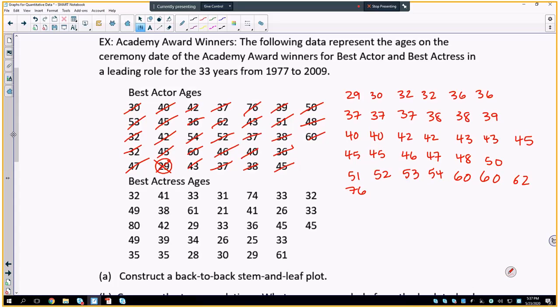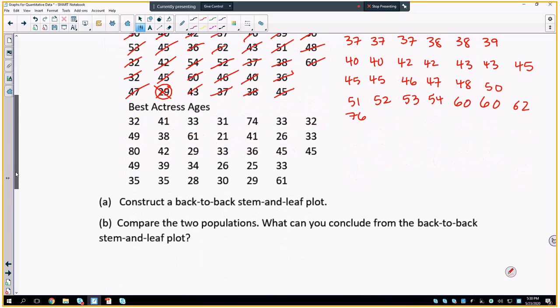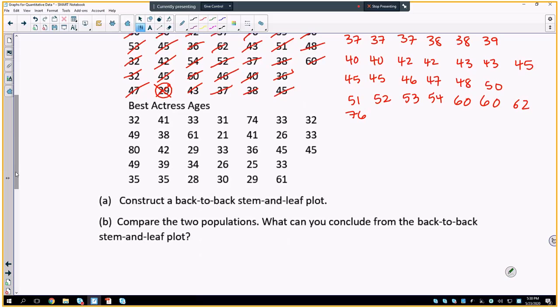So now let me just count to make sure I have the right number. 1, 2, 3, 4, 5, 6, 12, 19, 25, 33. Okay, good. I should have 33. We're going to do the same thing for the women.